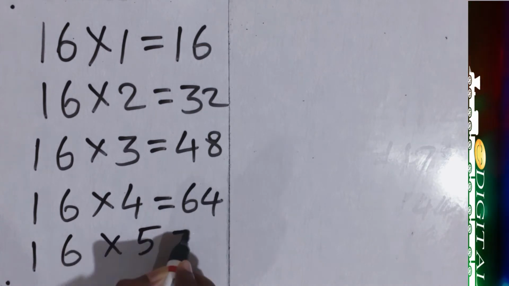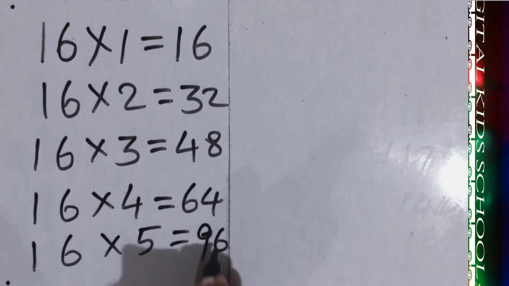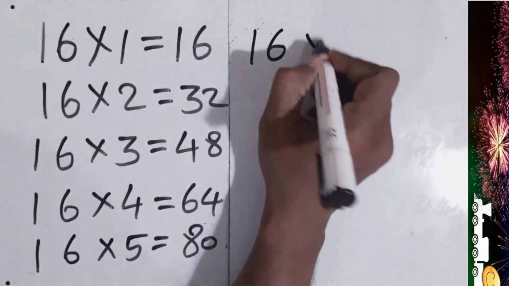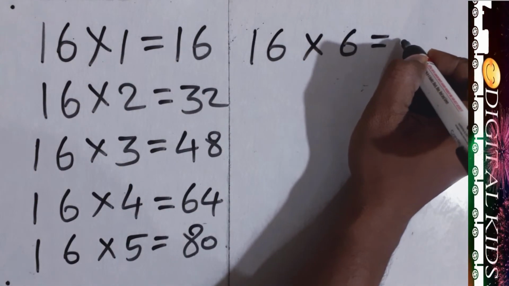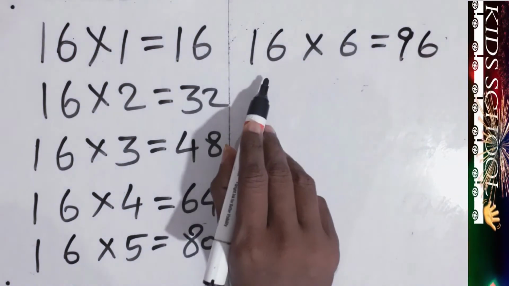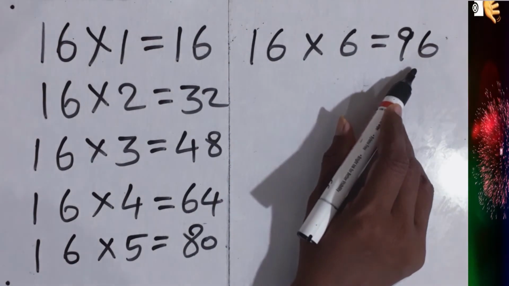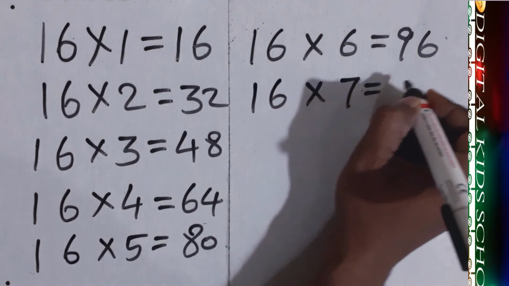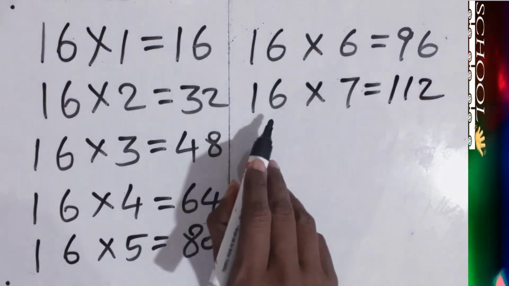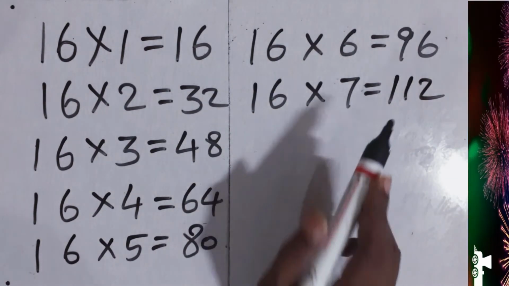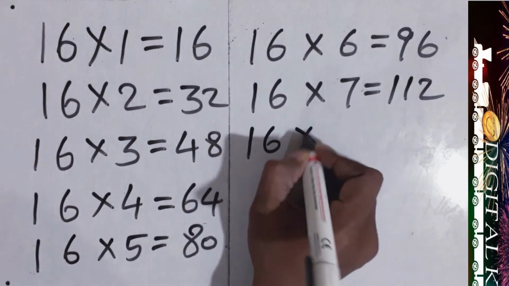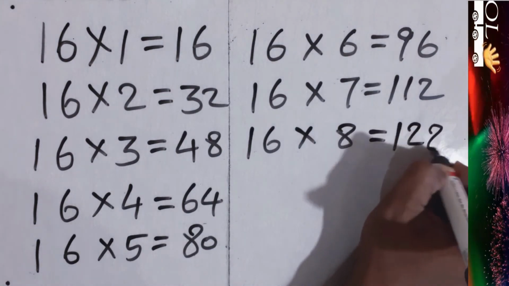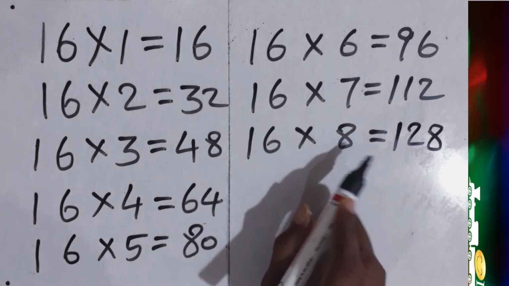16 into 5 is equal to 80. 16 5 is 80. 16 into 6 is equal to 96. 16 6 is 96. 16 into 7 is equal to 112. 16 7 ja 112. 16 into 8 is equal to 128. 16 8 ja 128.